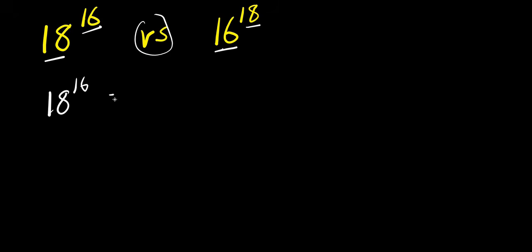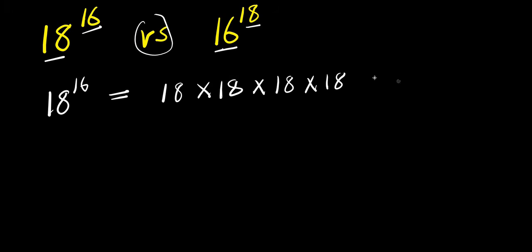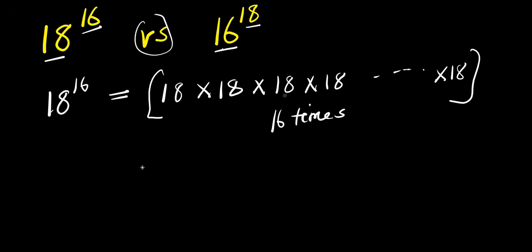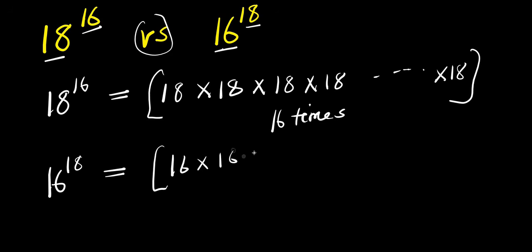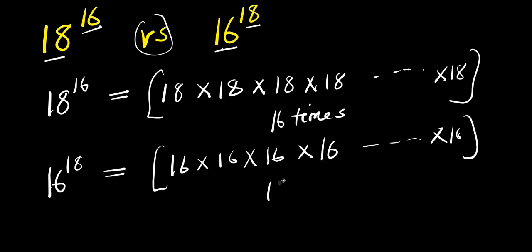18 power 16 simply means 18 times 18 times 18 times 18, then times 18, 16 times. For you to achieve this, you need to make use of a calculator, but we are not using a calculator in this video. And 16 to the power of 18 simply means 16 times 16 times 16 times 16, and so on, 18 times.